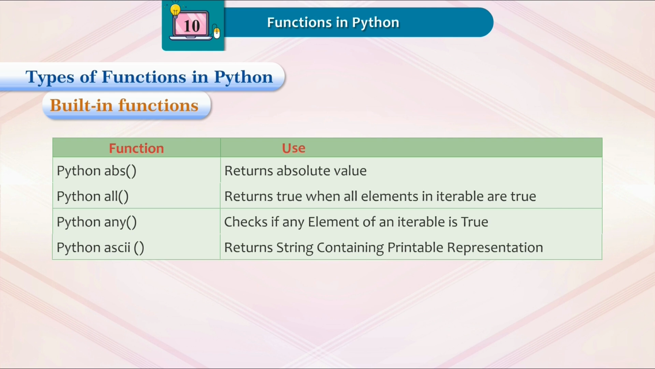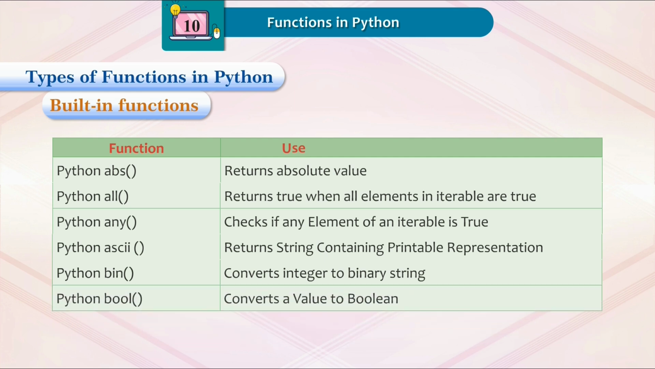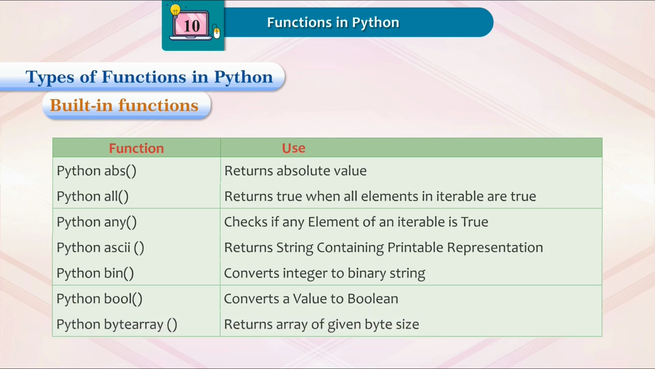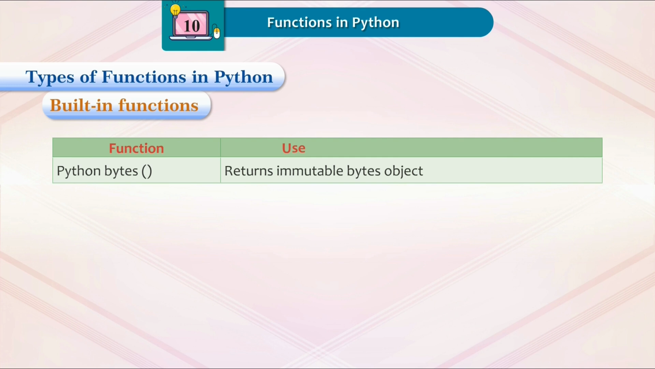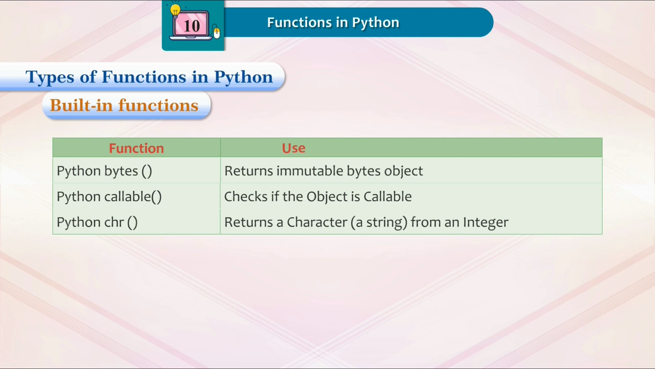Python ascii returns a string containing a printable representation. Python bin converts an integer to a binary string. Python bool converts a value to boolean. Python bytearray returns an array of a given byte size. Python bytes returns an immutable bytes object. Python callable checks if the object is callable. Python chr returns a character, a string, from an integer.